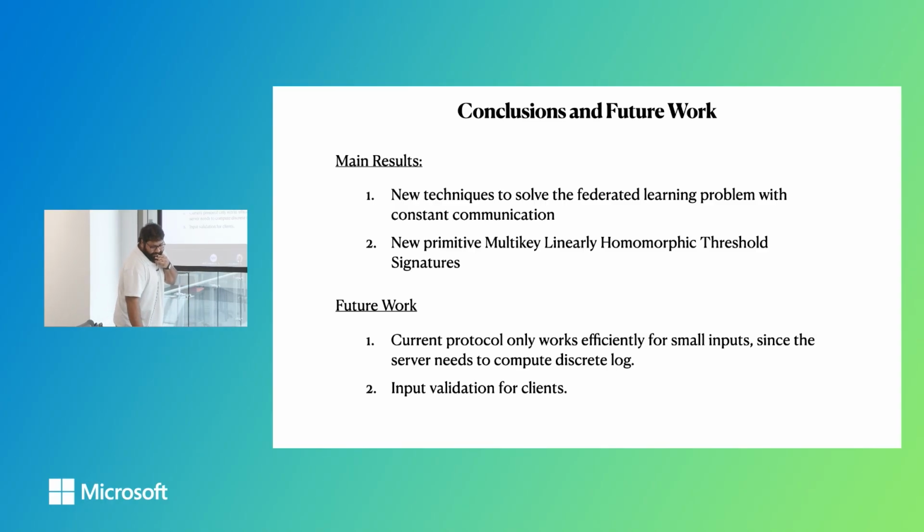Just to end with some future work, right now my message space is in the exponent. So I really rely on the fact that in federated learning the updates are small, so computing the discrete log is easier, but there might be ways to improve on that. The second one is what we discussed earlier, the input validation problem, where we want the clients to be able to prove that the inputs are in a particular range or similar.